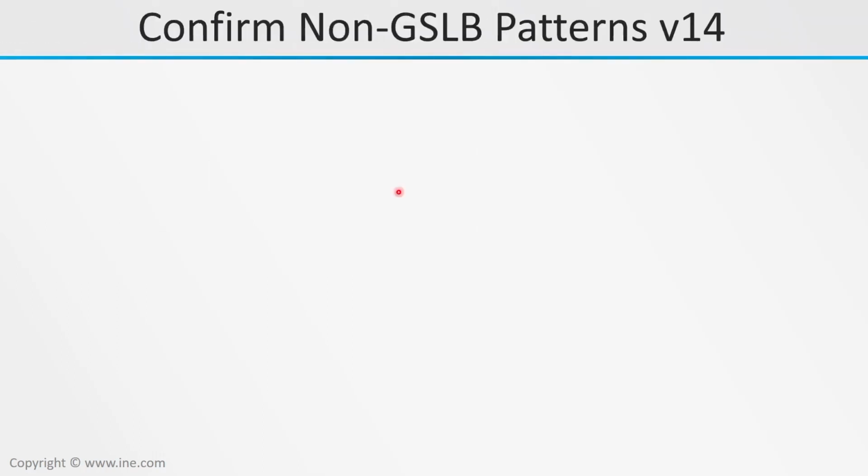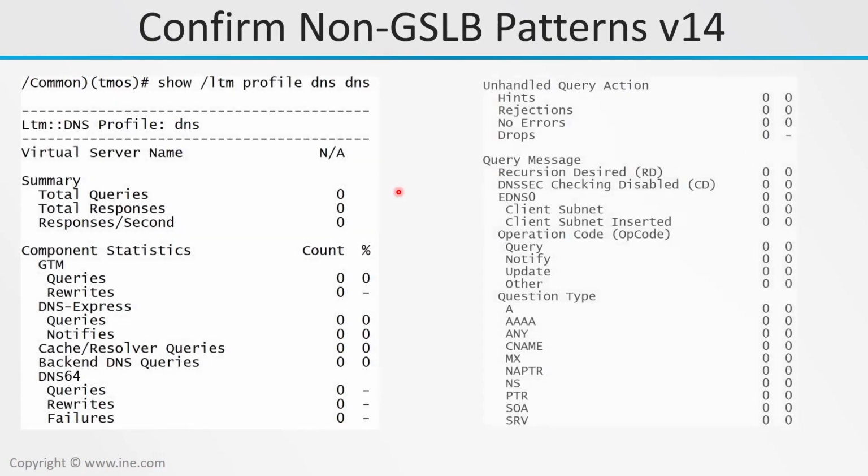Okay, so now let's look at confirming non-GSLB patterns, and this is also based off version 14. So this is quite an extensive list because DNS in general would have a lot of options to filter on and verify the functionality. So as it's a broader scope, right? If we create a DNS profile and we call it DNS, and then we apply this to our listener, then we can see all the information about that traffic coming into that profile and listener.